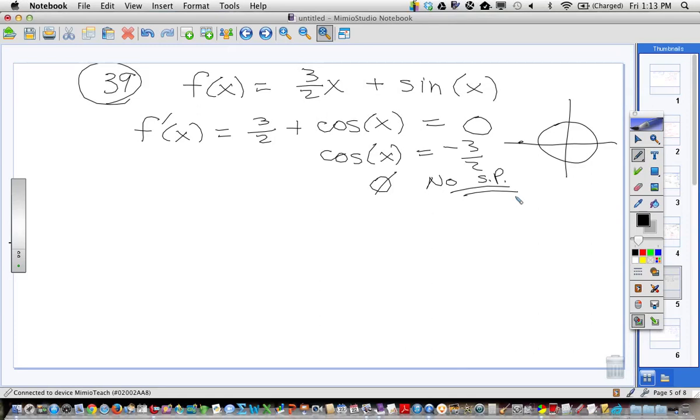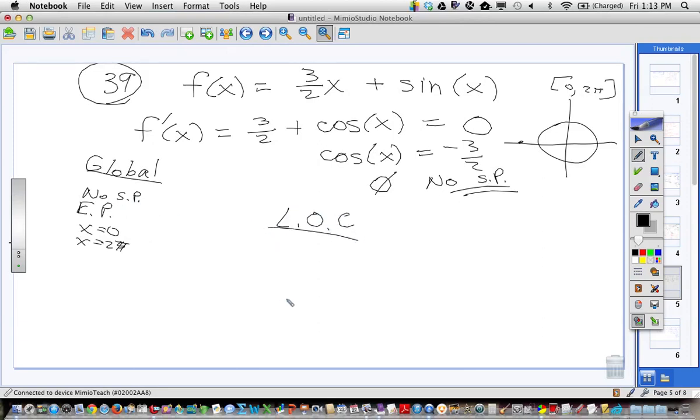Okay? So now let's talk about global max mins. What did we say to do yesterday for global max mins? Group candidates, right? Well, there's no stationary points. Our candidates are stationary points and endpoints. There's no stationary points, and our endpoints are x equals 0 and x equals 2 pi, right? Because they told us that the interval here was 0 to 2 pi. So what do we do with our candidates?